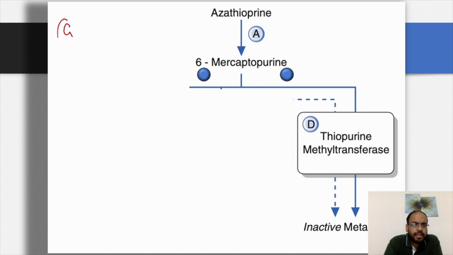Majorly when we test for TPMT, we are looking at the genetic polymorphisms. That means we are looking at the genes which encode for TPMT and whether the patient has a wild type or a heterozygous wild type or a homozygous mutant type. That is what we are checking.